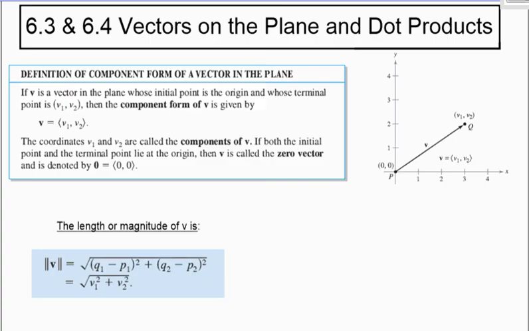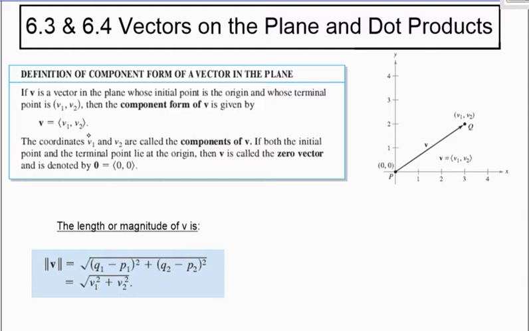It's going to be in our pre-calculus book, section 6.3 and 6.4, vectors on the plane and dot products. All right, so a vector just gives you directions from one point to another. So here's the definition of the component form of a vector in the plane. If V is a vector in the plane whose initial point's the origin, and whose terminal point is V sub 1, V sub 2, then the component form of V is given by this right here. V is, then instead of parentheses, they use what looks like a little less than and greater than sign, V sub 1, V sub 2.